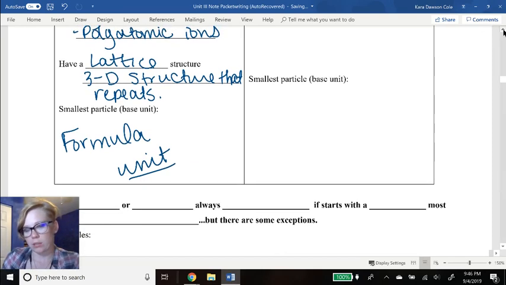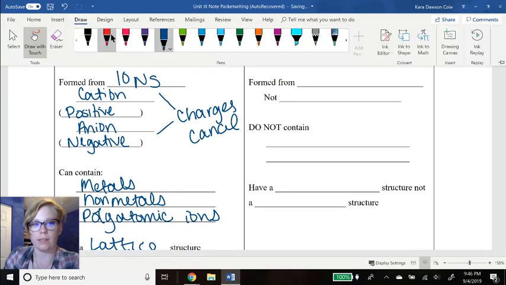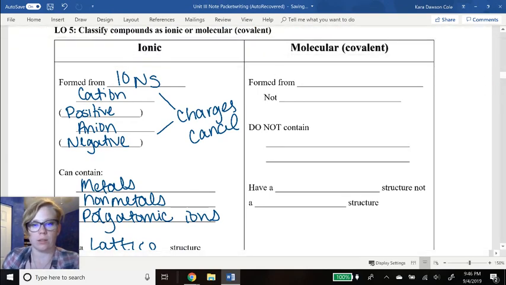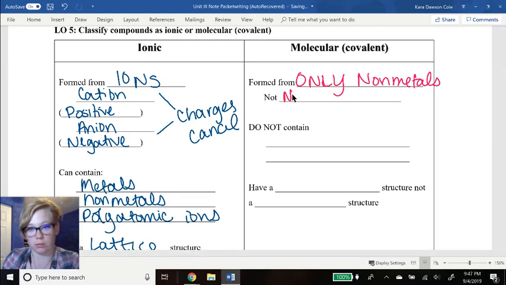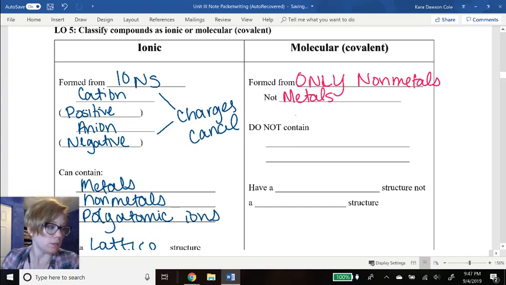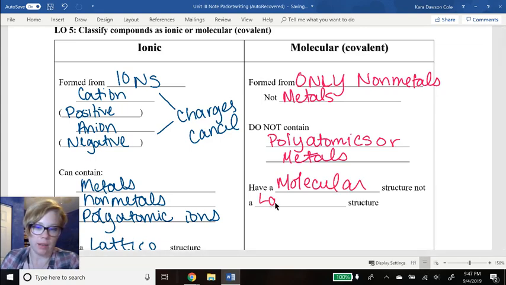So then let's look at molecular compounds. Molecular or covalent compounds are formed from only nonmetals. So we don't have any metals. No metals are in a molecular compound, so these do not contain polyatomics or metals. These have what is known as a molecular structure, not a lattice.